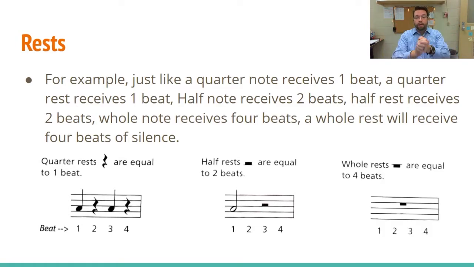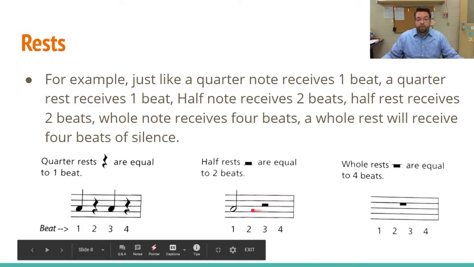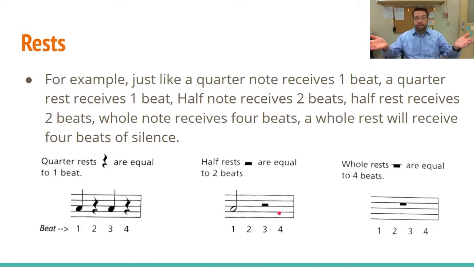So we have 1, 2, 3, 4. Okay, so even though there's only one rest here, we still pulse our hands on the beat to indicate that rest receives 2 beats of silence. Okay, so listen to me again. I'll demonstrate the second one here. 1, 2, ready, begin. 1, 2, 3, 4.